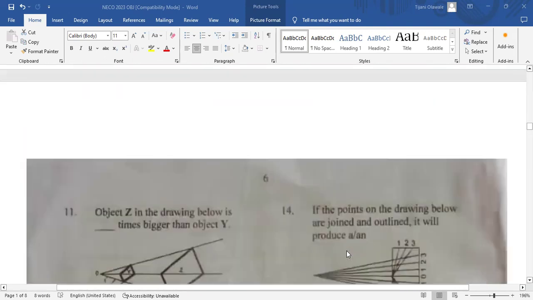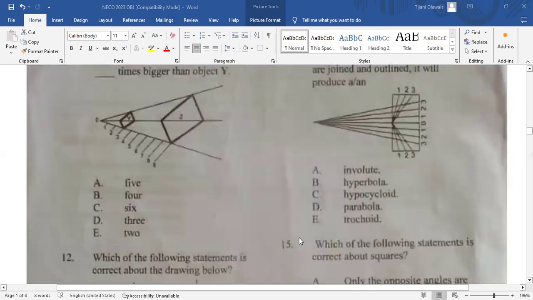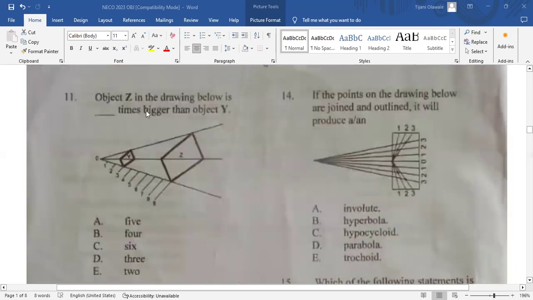Then we move to question 11. Here we have that object Z in the drawing below is dash times bigger than object Y. Let's see what we have here: 1, 2, 3, 4, 5, 6. So it is 6 times bigger than object Y. The answer is option C to this question.